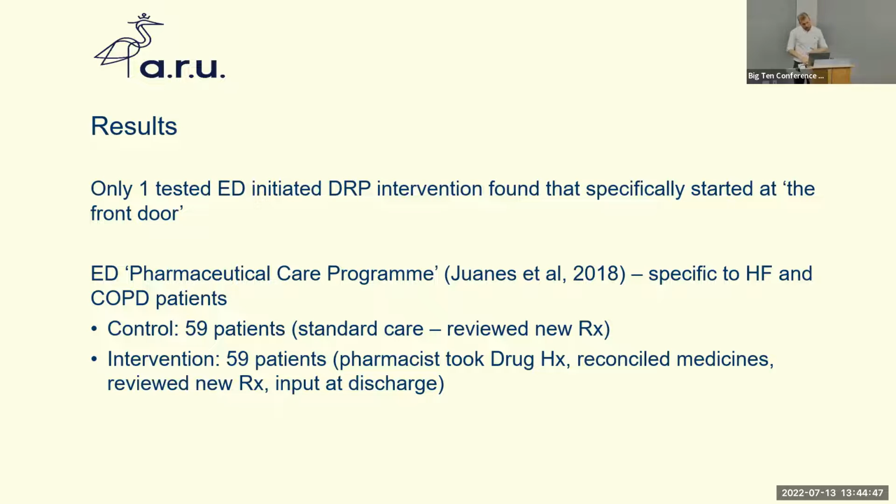What they did was compare control and intervention groups. Both had 59 patients. In the control group, they had standard care, so they just had their prescriptions written in the ED reviewed. In the intervention group, the pharmacists were far more involved throughout. They took the drug history, reconciled their medicines, so they looked at whether what was prescribed in the ED matched their community records, and reviewed new prescriptions as per baseline standard care, but also had input at discharge and later on in the patient's journey if they were admitted to hospital after ED.